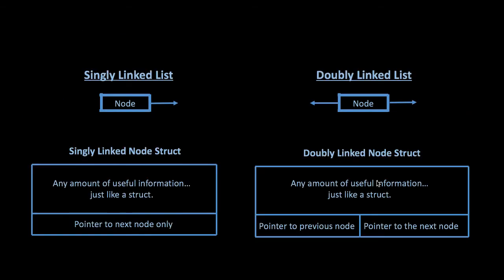Now, let's talk more about what's in a node itself. The only thing required to be in a node on a singly linked list is a pointer to the next node. For a doubly linked list, you need a pointer to the next node and a pointer to the previous node. And then you'll just have some amount of information, like a struct.